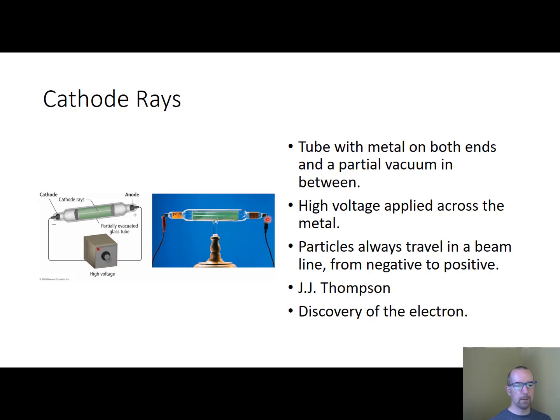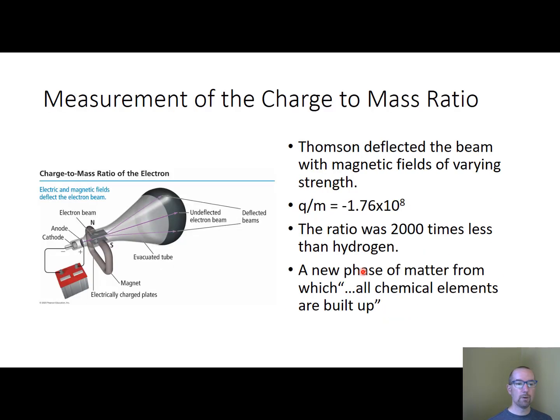And because that would end up happening, he knew that there was some sort of fundamental particle at play there. And this was the discovery of the electron. So what he was able to do was measure the charge to mass ratio of that species. So what he did is that he sort of changed his setup. He put a powerful magnet here because one of the things he knew is he could deflect that beam with a magnet. And he measured the charge to mass ratio, which was negative 1.76 times 10 to the 8th.